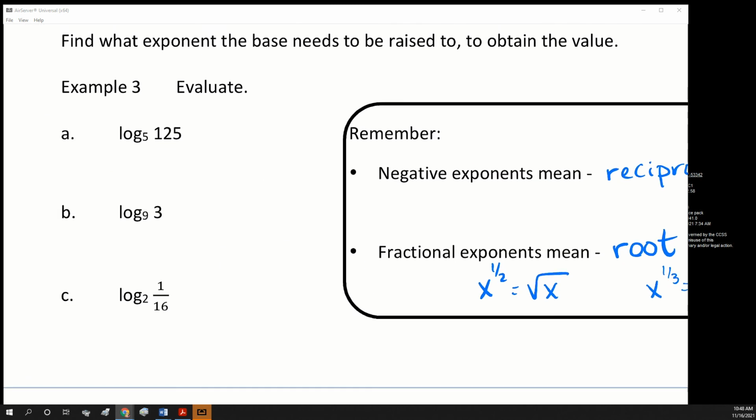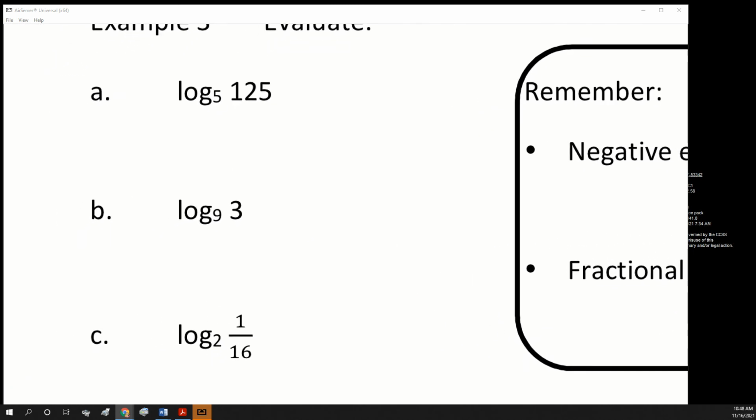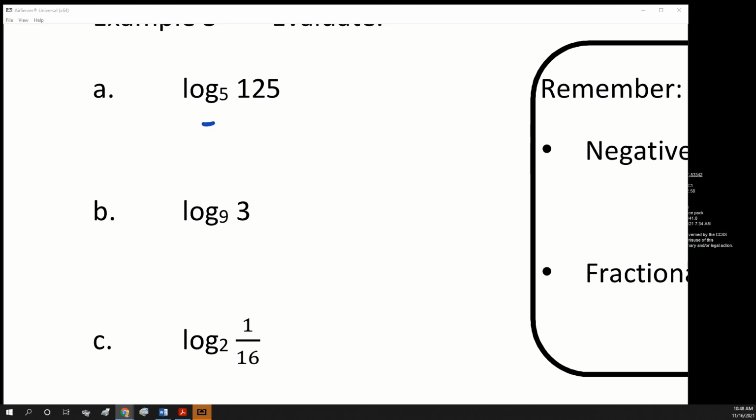Okay, so here we go. If we want to figure out what log base 5 of 125 is, we ask ourselves, 5 raised to what power gives you 125? What would you answer yourself? 3. That's the answer to the logarithm. Whatever the power is, that's the answer. All right, now B is slightly trickier. This one we ask ourselves, 9 raised to what power gives you 3? It is the square root. So what power means the square root? 1/2. Very good.